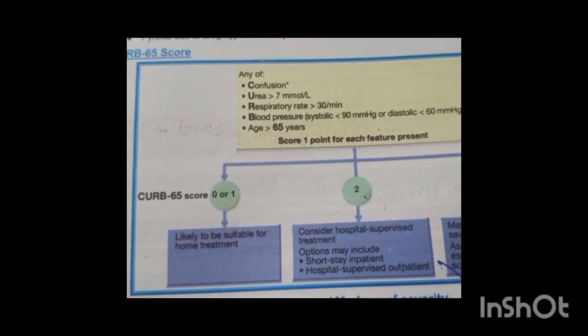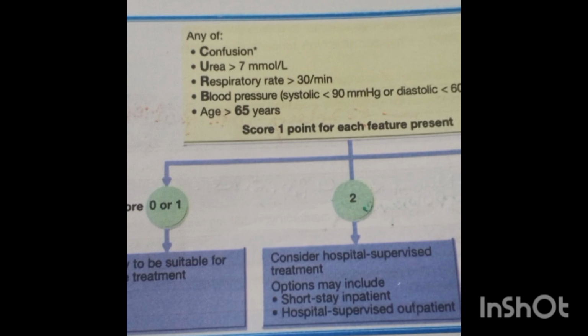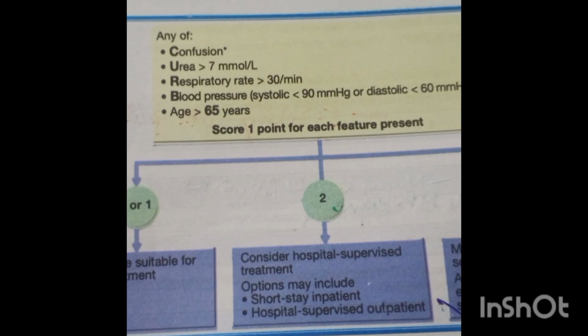To rule out the severity of the pneumonia, we do the CURB score. So what is the CURB score? C stands for confusion, U stands for urea greater than 7 millimole per liter, R stands for respiratory rate greater than 30 per minute, and B stands for blood pressure, systolic less than 90 millimeters of mercury or diastolic less than 60 millimeters of mercury, and then age greater than 65 years. For each of these we give 1 point, and we calculate the score.